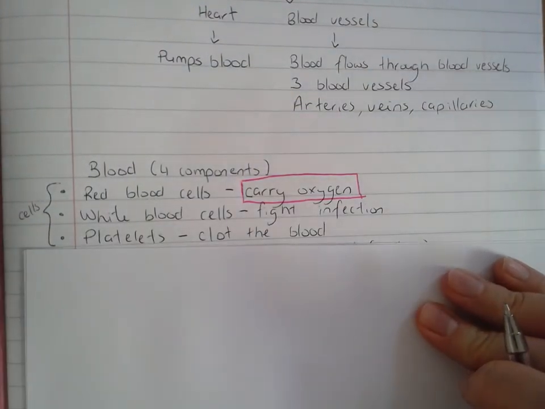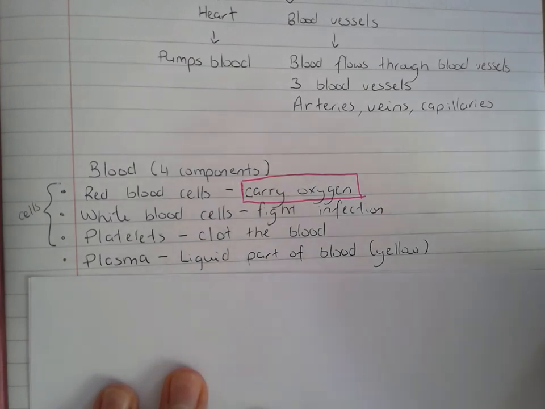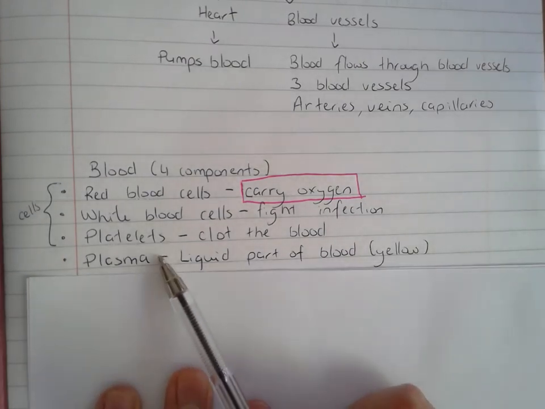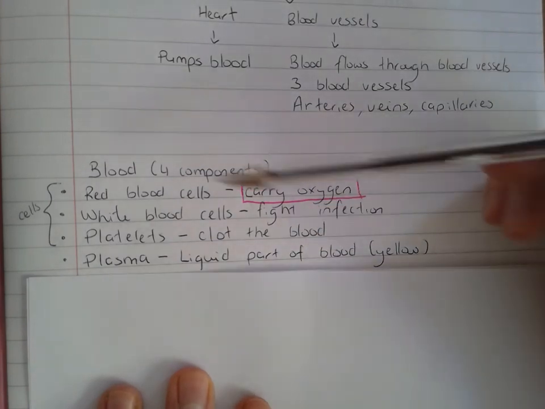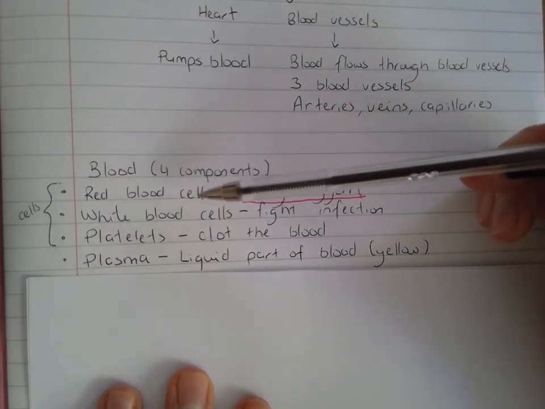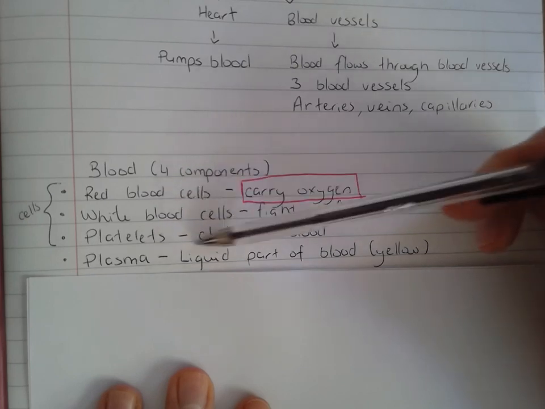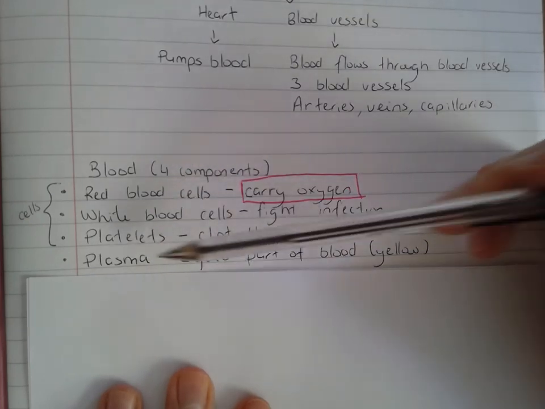If I were to ask you what state is blood, if it was a solid or a liquid or a gas, you would all tell me liquid, okay? And the reason is because there is a liquid part of the blood. So the plasma is the liquid part of the blood. And all of your cells, which are obviously really, really small because they're cells, all of your cells are suspended in the plasma.